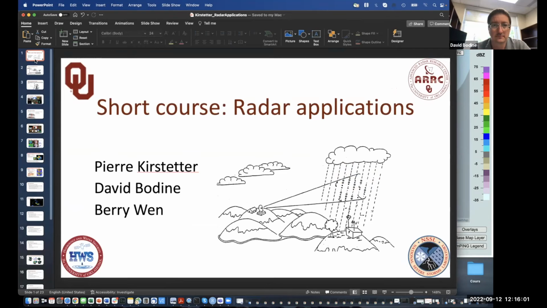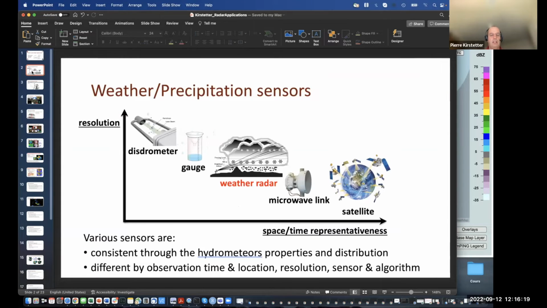My presentation focuses on radar applications, and I want to give examples with radar products that are used operationally. I acknowledge David and Barry for their contributions. When it comes to radar, we have a unique tool to sense weather and precipitation, which provides a unique 3D view at a regional scale and at comparatively very high resolution compared to satellite sensors, for example.